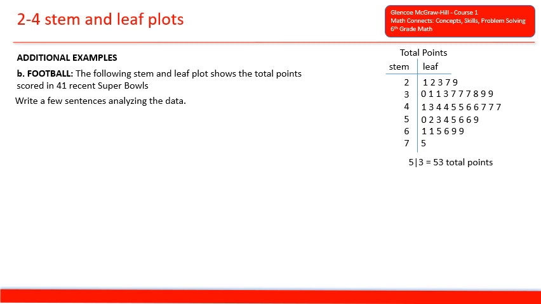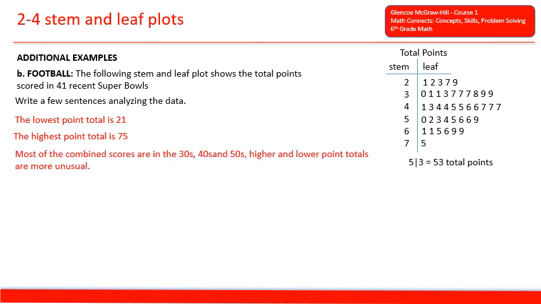So write a few sentences analyzing the data. The lowest point total is 21. We can see that: stem of 2, leaf of 1. And the highest point total is 75, which we've already discussed. So that's a 7 in the tens and a 5 in the ones. And most of the combined scores are in the 30s and 40s, and even the 50s. Higher and lower point totals are more unusual.